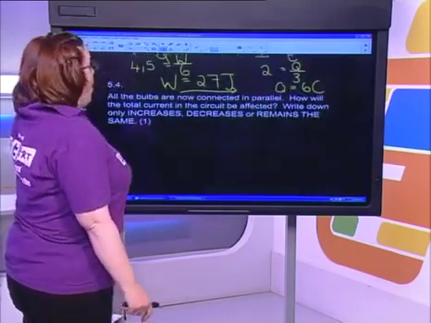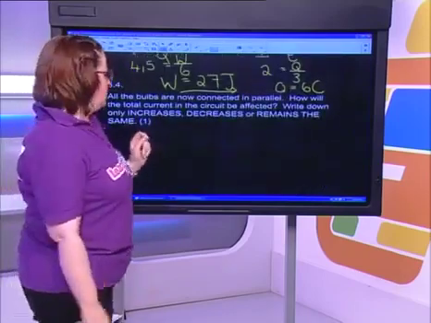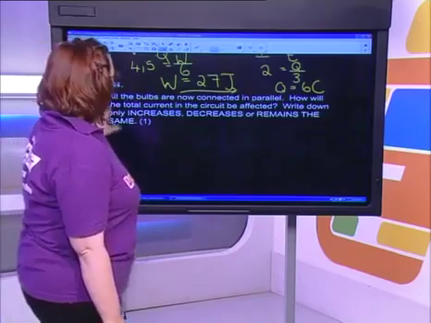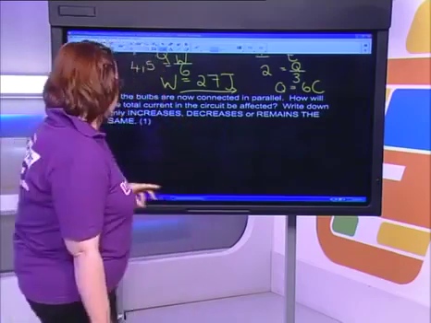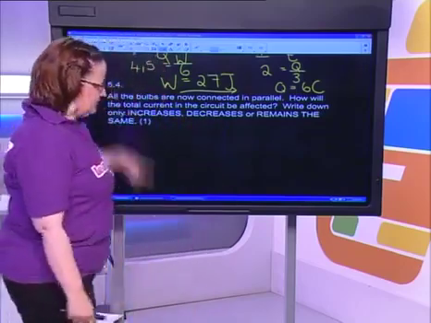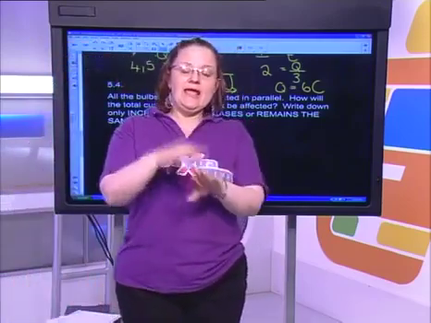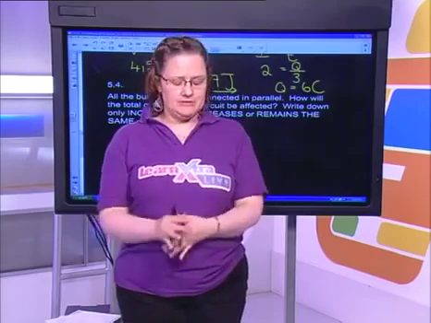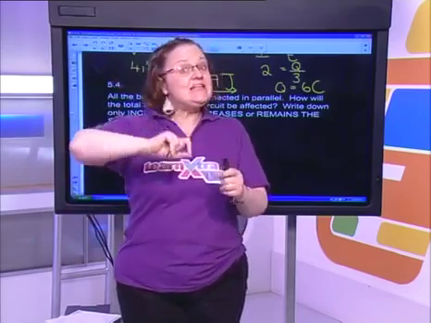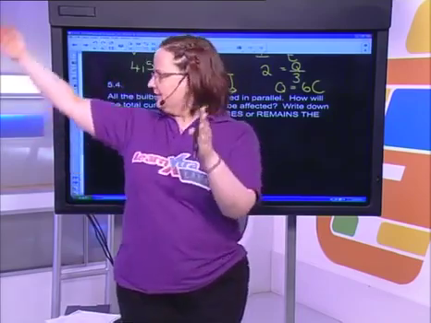Then, all the light bulbs are now connected in parallel. How will the current in the circuit be affected? Write down only increase, decrease, or remains the same. Very important for you to remember. When I add resistors, which is what a light bulb is, in series, one after the other, total resistance increases, okay?